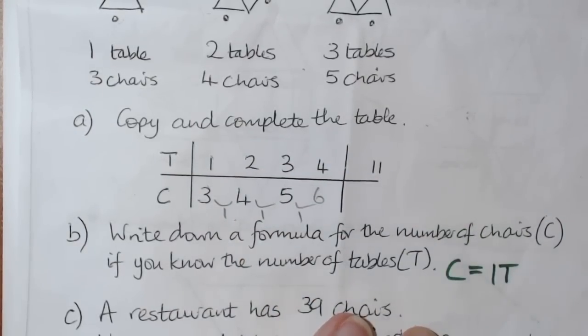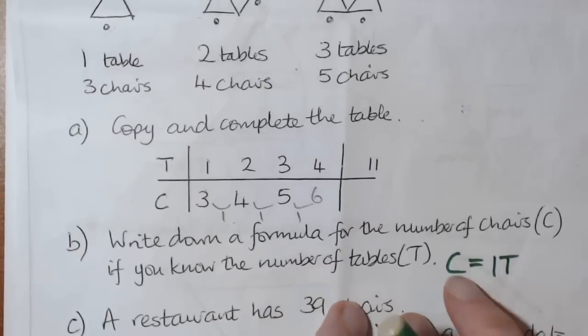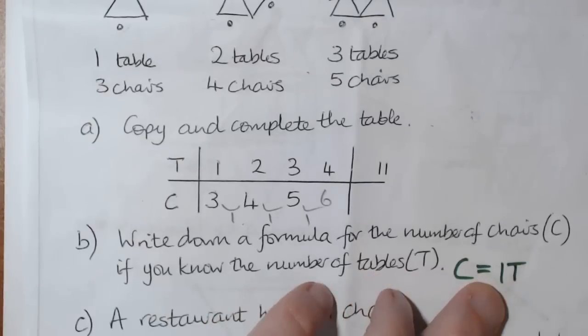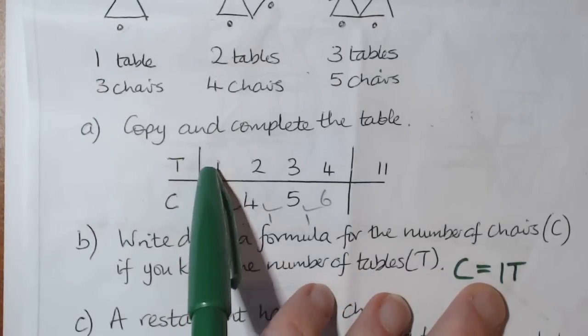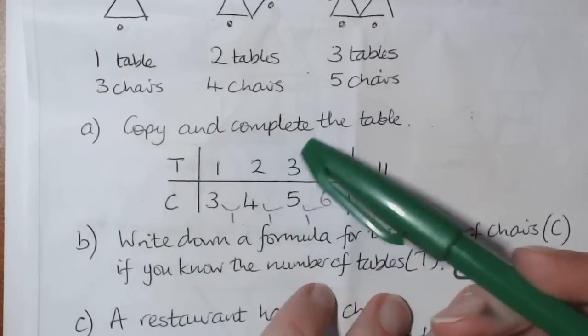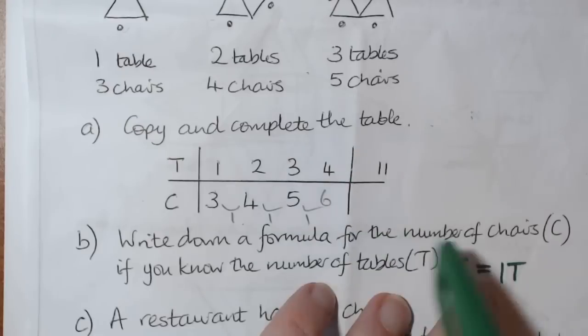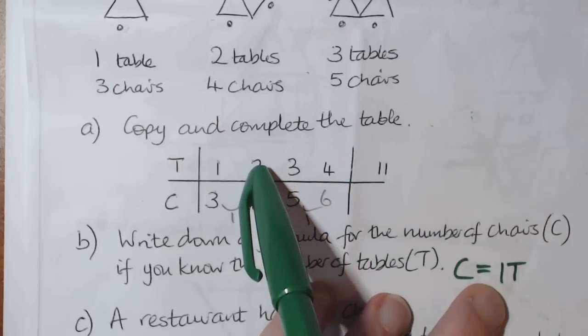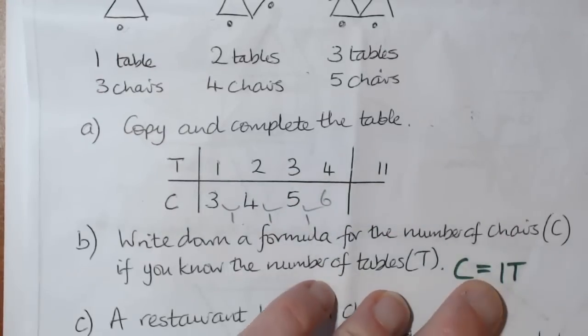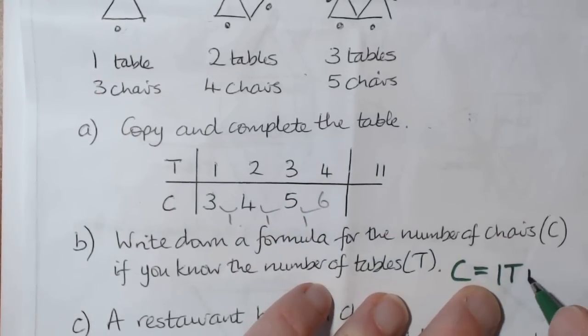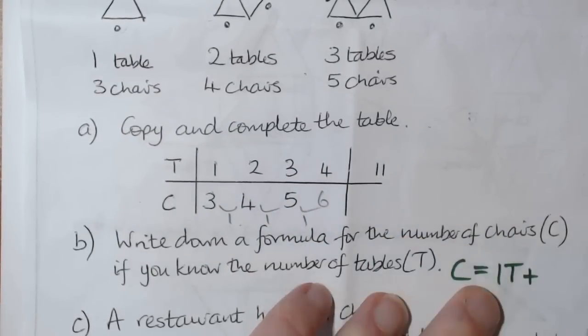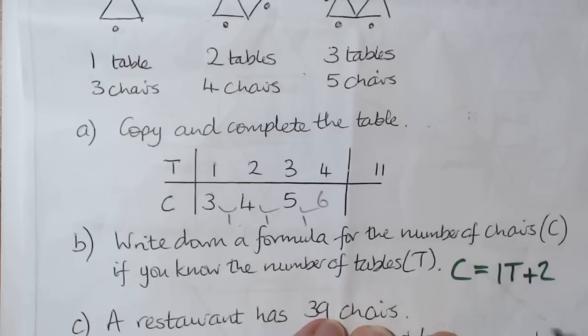Now, we look to see if this formula's fine. So C equals whatever t is times 1. If t is 1, then 1 times 1 is just 1, so that's not equal to 3. Imagine it was 2. 2 times 1 is 2. Well, that's not equal to 4. So you add or subtract a number that will bring it up to what it should be. So that's essentially t plus 2.